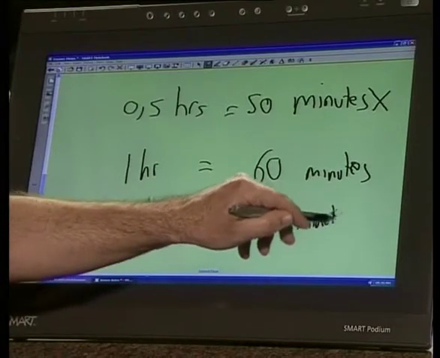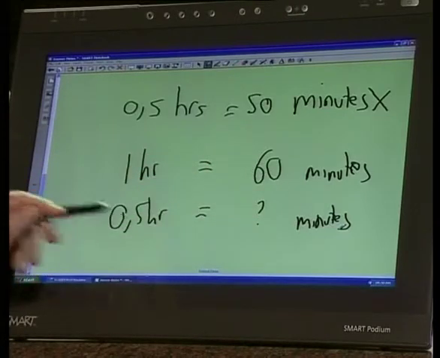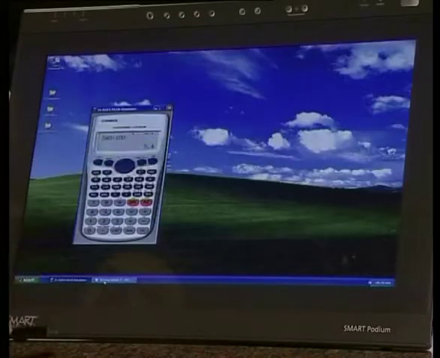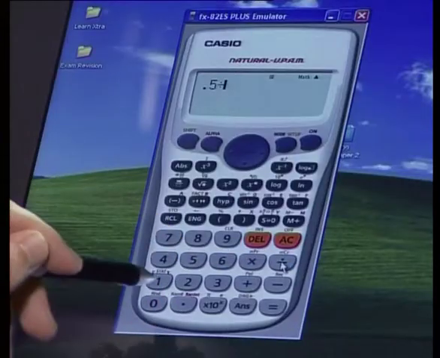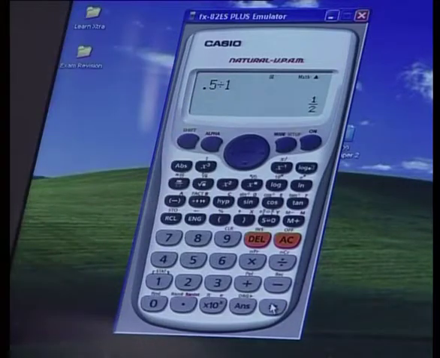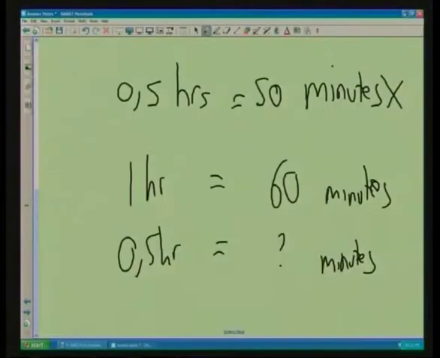Can you hear me still, Pendile? Yes. Isn't it 30? Well, we want to turn 0,5 into a fraction. What is 0,5 as a fraction? 0,5 out of 1 is what? It's a half. Very good. We can do it on the calculator. 0,5 divided by 1. There it is. It's a half. So what we're actually looking for in this answer is what is half an hour. 0,5 is half an hour.